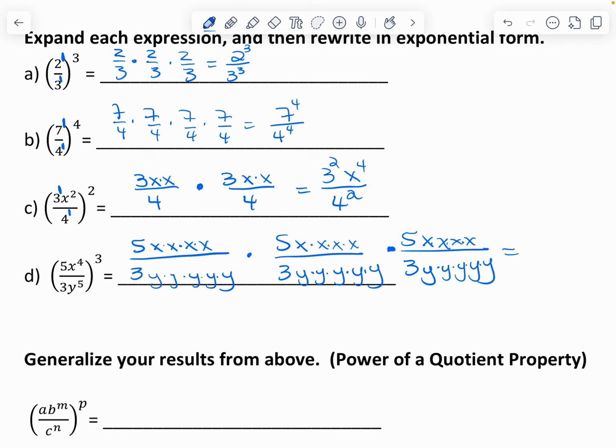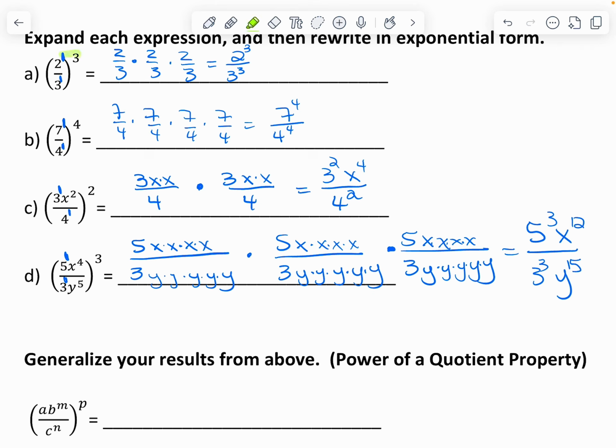So on top, remember, there's an exponent of 1 and an exponent of 1. We have 5 and we have 3 of them. We have x and we have 12 of them. We have 3 3's and we have 15 y's.